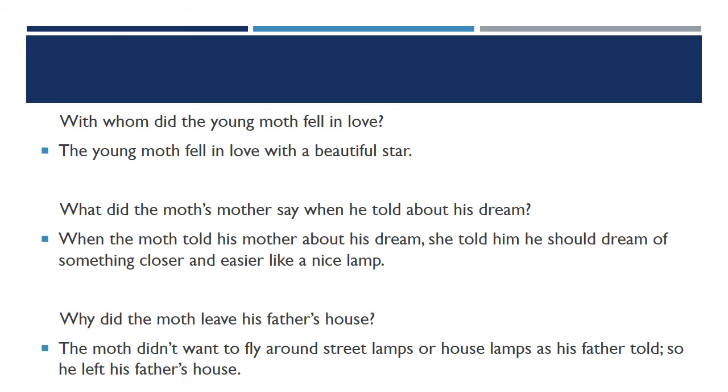What did the moth's mother say when he told about his dream? When the moth told his mother about his dream, she told him he should dream of something closer and easier, like a nice lamp. Why did the moth leave his father's house? The moth didn't want to fly around street lamps or house lamps as his father told, so he left his father's house.